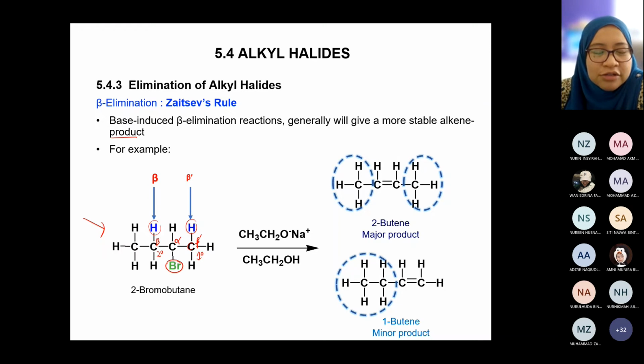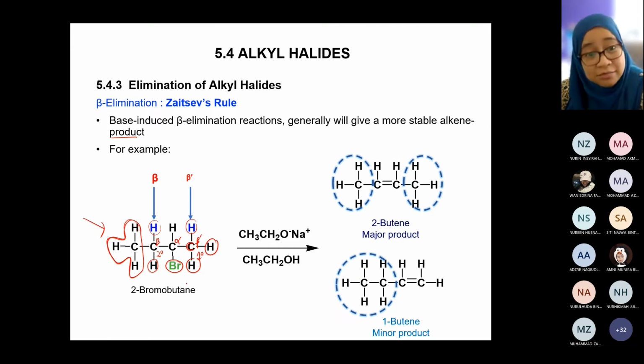Maksudnya hydrogen tu dah digantikan dengan satu, dia ada meta group here. Nampak? And then dia ada satu lagi hydrogen. How about this carbon? Dia ada dua hydrogen. Dia ada banyak hydrogen dekat situ. Maksudnya this carbon is less substituted. Dia remain asal lah. Maksudnya dia memang initially hydrogen. Yang ni dah diganti dengan meta group.